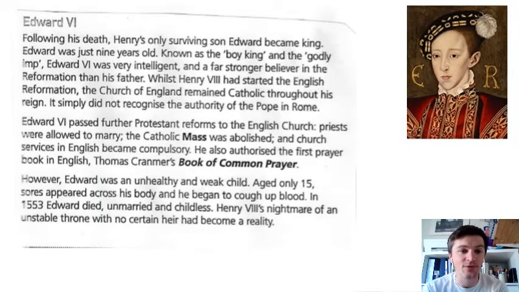After Henry comes Edward VI. Following his death, Henry's only surviving son, Edward, became king. Edward was just 9 years old, known as the Boy King and the Godly Imp. Edward VI was very intelligent and a far stronger believer in the Reformation than his father.